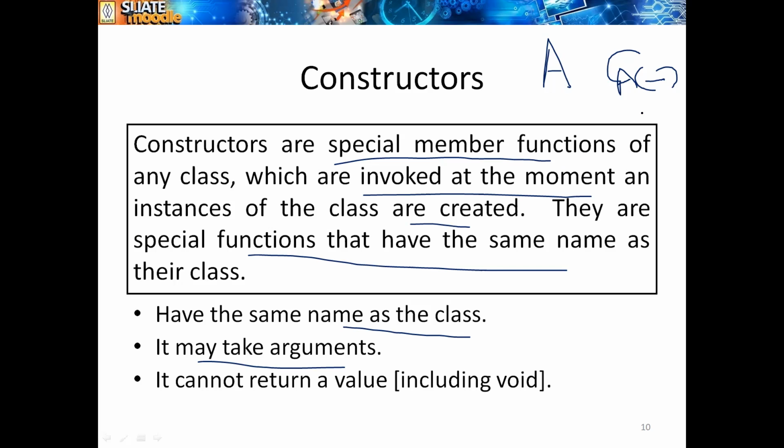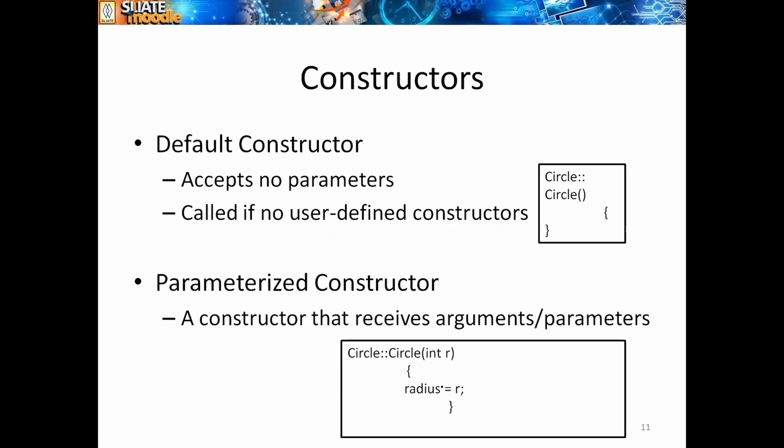Very important: a constructor does not have a return type. This means we do not write void here. If we write void, this is an error. A constructor does not have a return type.